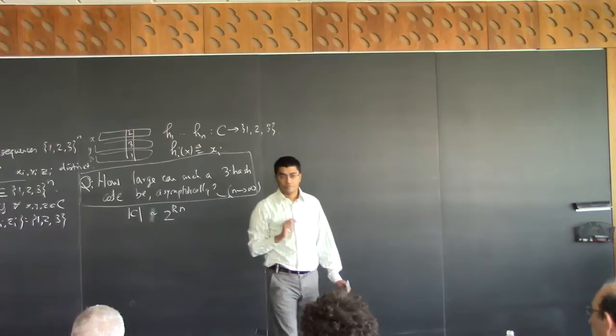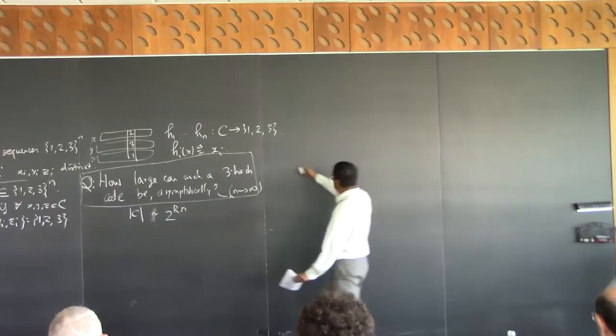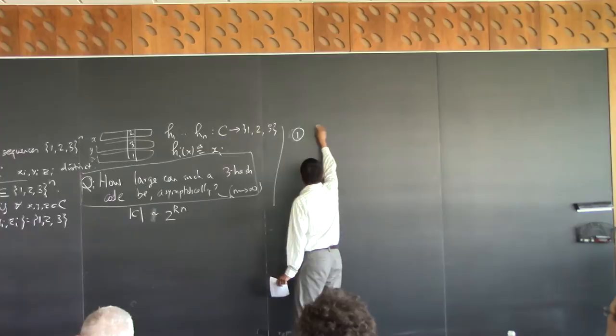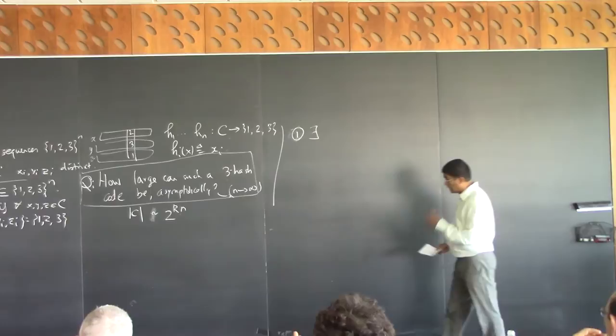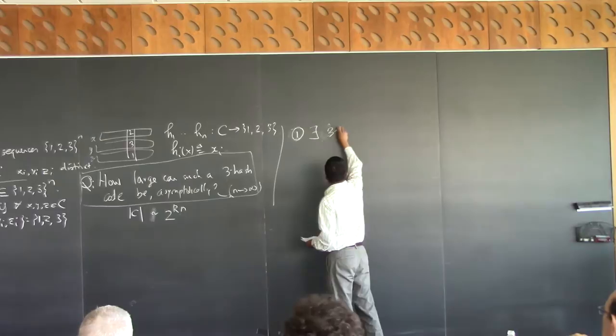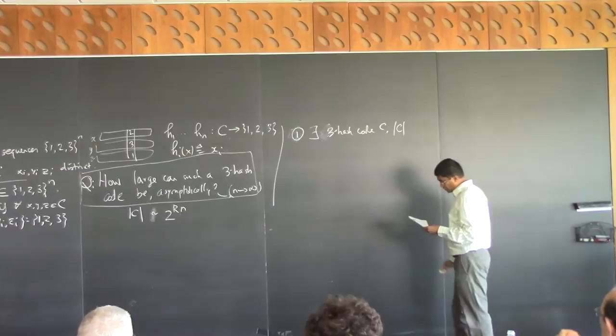So what's known, there are two things which are known about this problem. Again, this is not a problem on which we make progress, sadly. We make progress on the case when the 3 is replaced by 4, so the alphabet becomes 4, but 3 is the hardest case. But it's really good to set the context. So there exists a 3 hash code C, with size of C at least about 2.